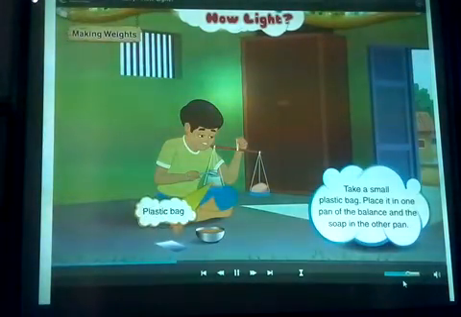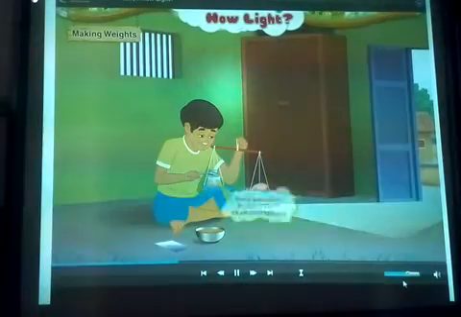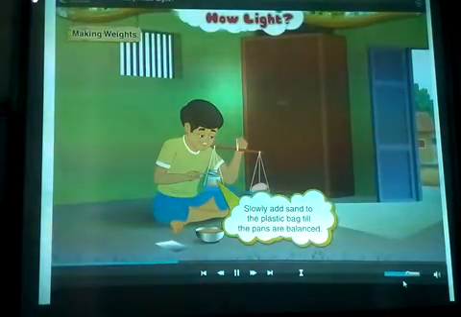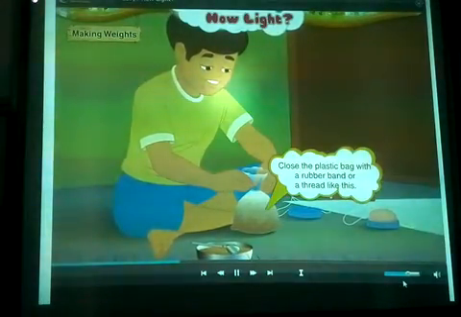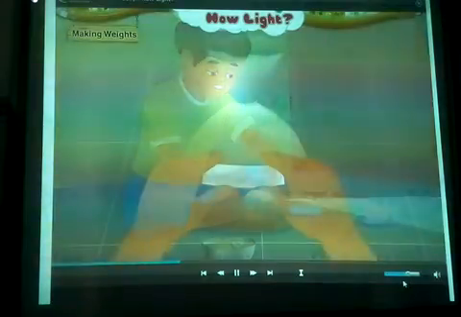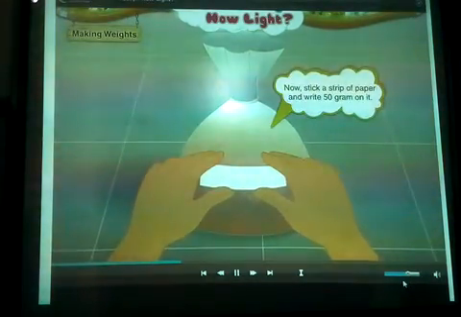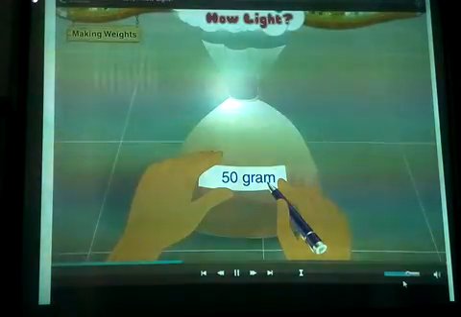Now take a small plastic bag. Place it in one pan of the balance and the soap in the other pan. Slowly add sand to the plastic bag till both the pans are balanced. Close the plastic bag with a rubber band or a thread like this. Now, stick a strip of paper and write 50 grams on it.